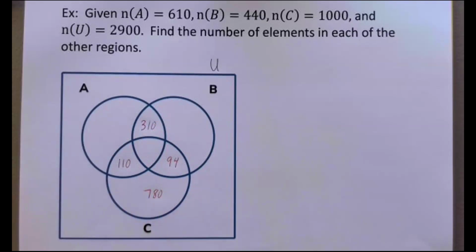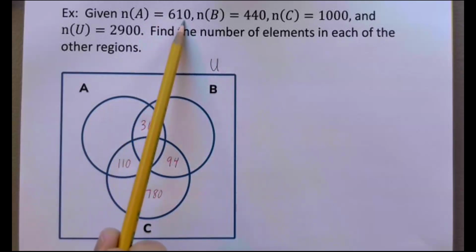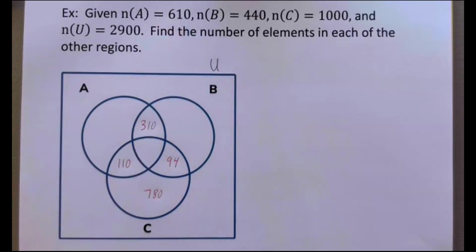So when some people see the number of elements in A equals 610, I often see a lot of people just go write 610 right here. That is probably not correct, because when it says the number of elements in A equals 610, it means the whole circle must add up to 610. It doesn't mean there's 610 that goes right there. It means that this number plus this number plus this number plus this number has to add up to 610.